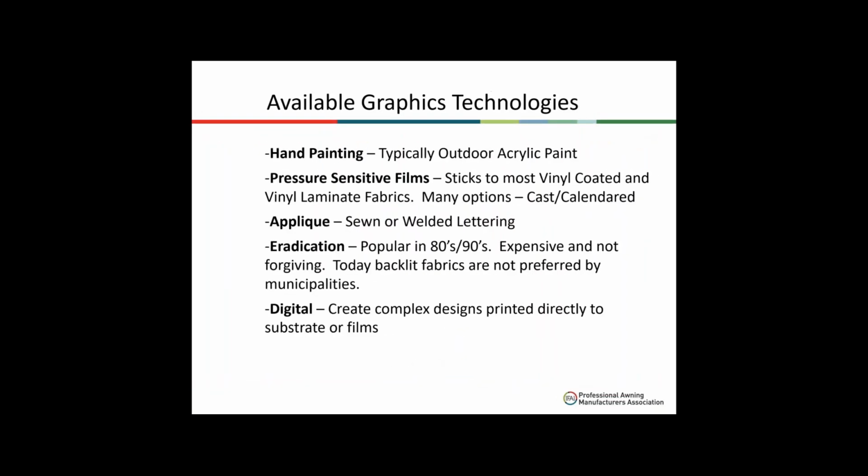Before we talk about digital, I just wanted to touch on the available graphics technologies that we've done in the past and we're currently still doing. There's nothing wrong with any of these. They're just mostly labor intensive and take a little more time, and you can only do so many colors with a lot of this. Traditional hand painting, many people still do it. It works really well on acrylics and vinyls. It's typically using outdoor acrylic paint with some kind of mask. Some people hand paint without a mask, but most shops I've seen will use some kind of mask.